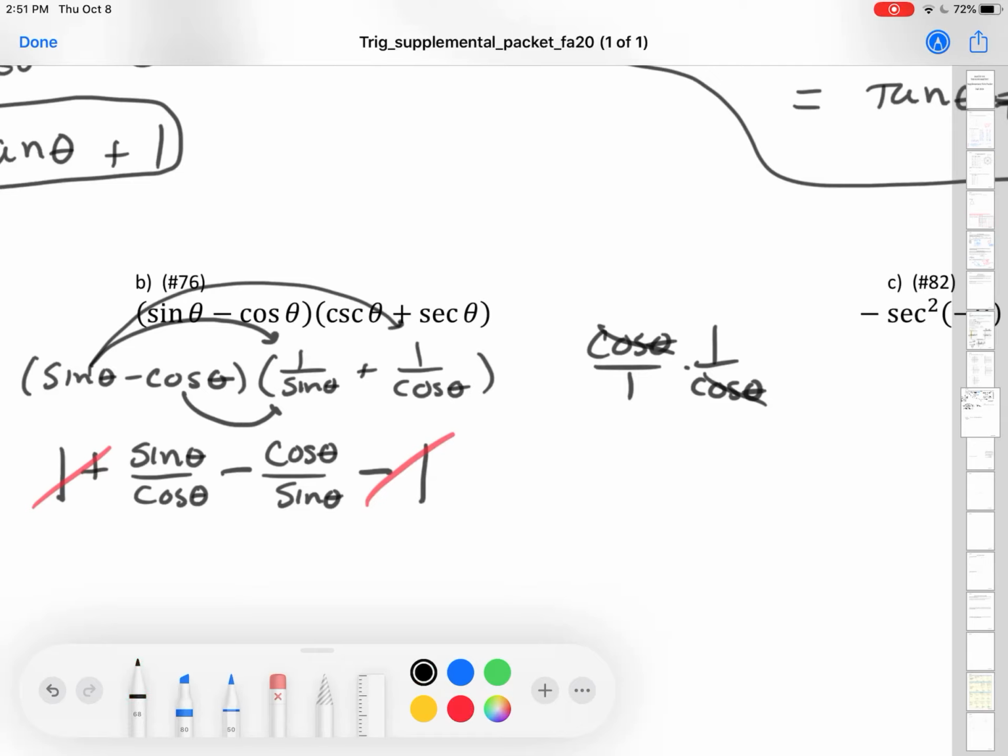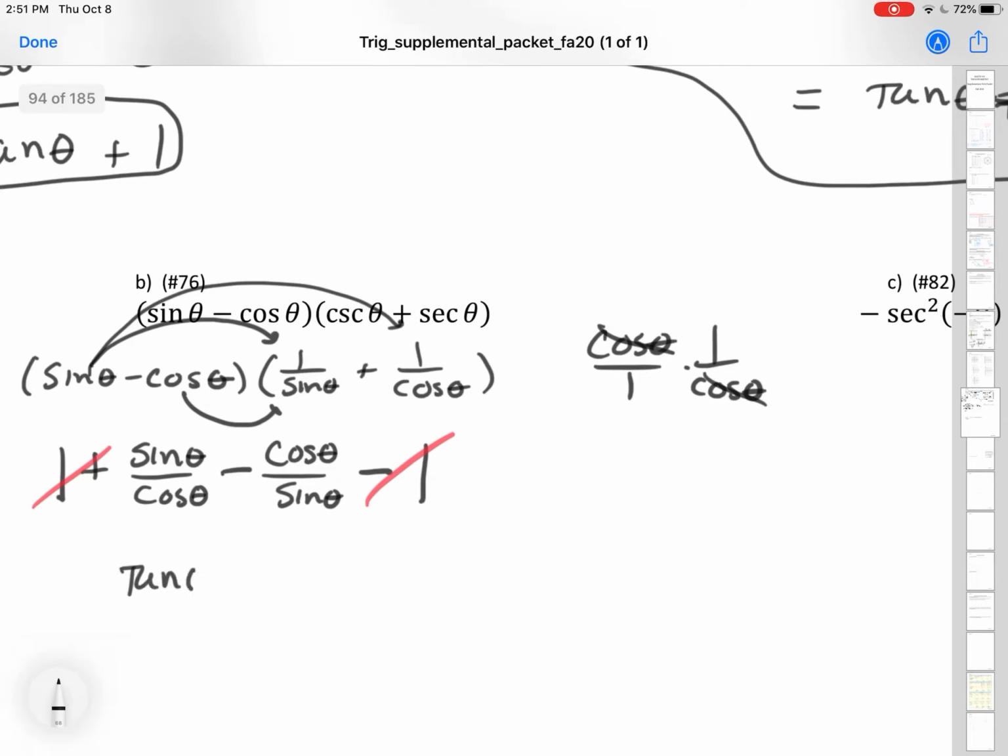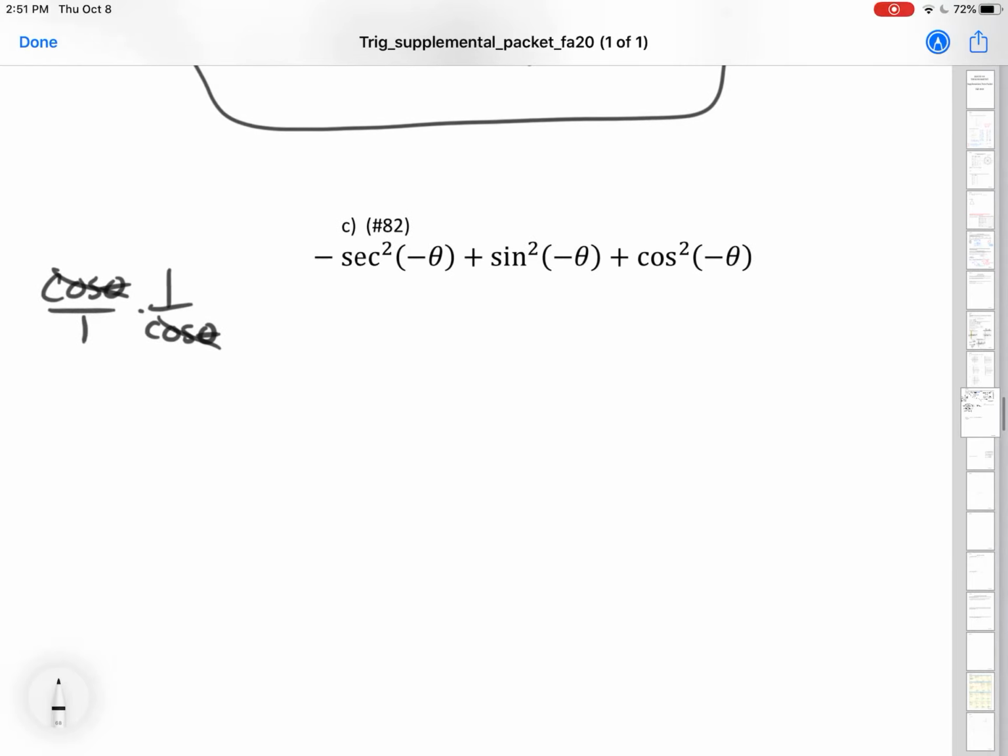You know what sine theta over cosine theta is? It's tangent theta. And cosine theta over sine theta is cotangent theta. Really slick way to do that, to use what they suggested. For something like number 82, I would totally recommend that you not put things in terms of sines and cosines and all of that, but that you use the Pythagorean identities.